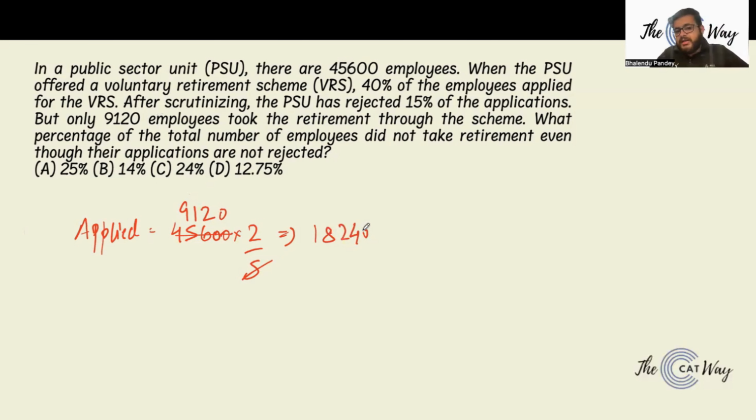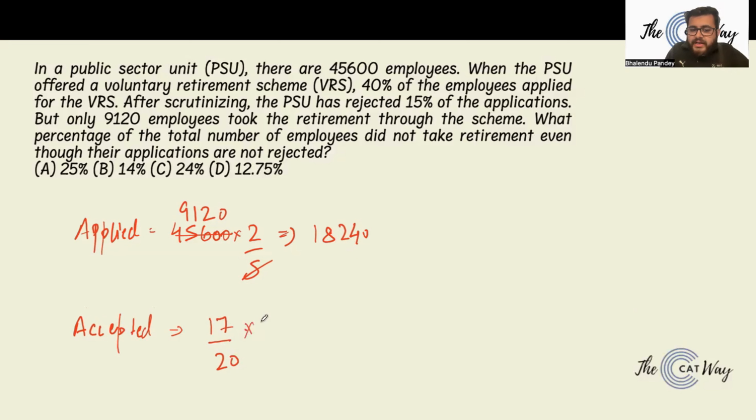Then after scrutinizing, the PSU rejected 15% of the applications. That simply means 15% of the applications were rejected. So how many were accepted? 85%. Now 5% is 1 by 20, so 85% would be 17 by 20. So in every 20 people, 17 people were accepted.